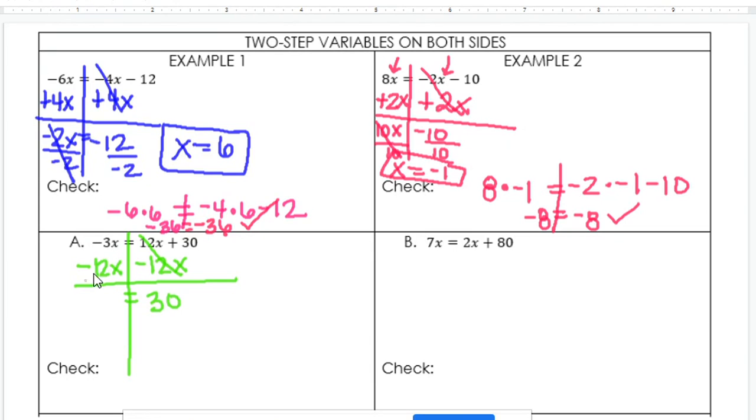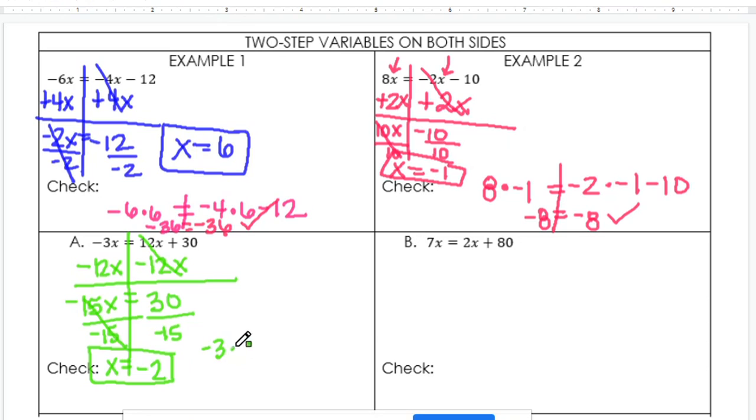Over here we have negative 3x and negative 12x. So same signs, add and keep. So that gives us negative 15x. All right, next step, divide by negative 15, divide by negative 15, and x equals 30 divided by negative 15, which is negative 2.